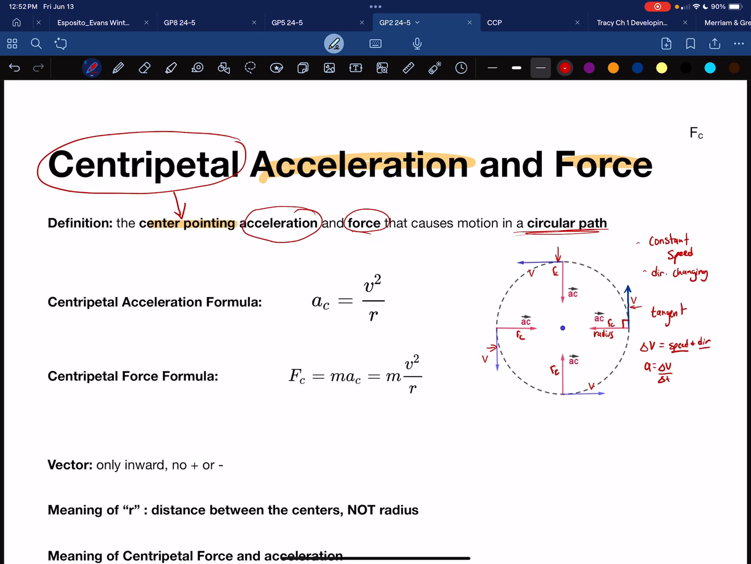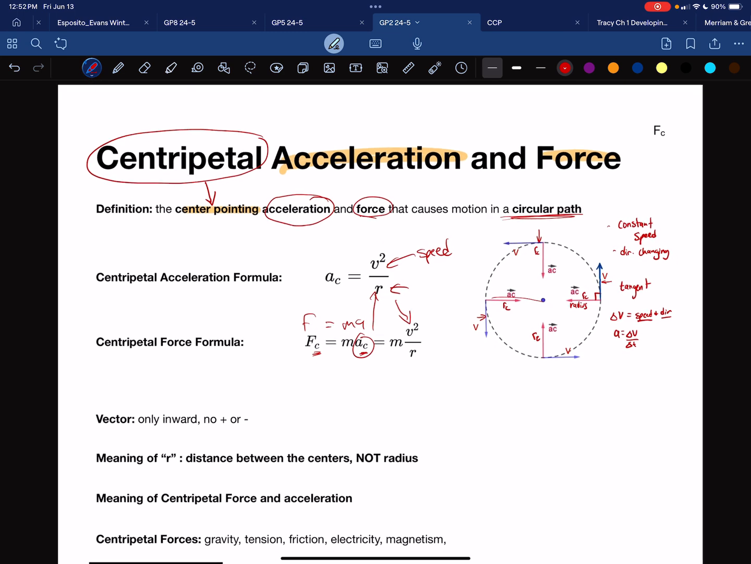So there is a formula for acceleration. It is the speed squared divided by the radius of the circle involved. And so since the force is usually F equals ma, well, since we have a centripetal force, we need a centripetal acceleration. So the centripetal force is simply the mass times the centripetal acceleration. And the centripetal acceleration a_c is v squared over r.